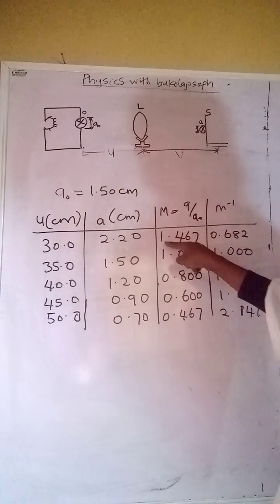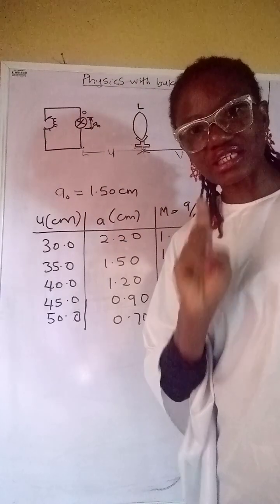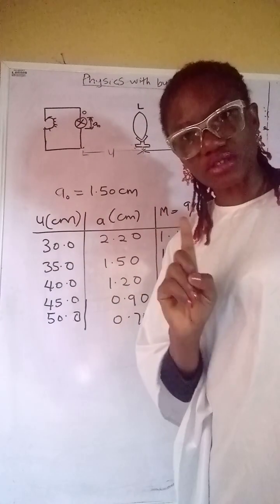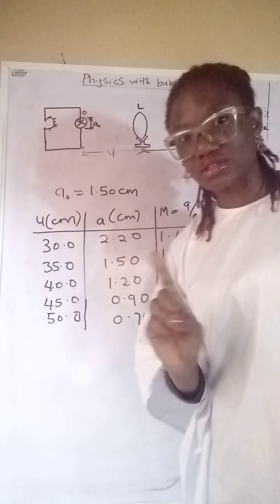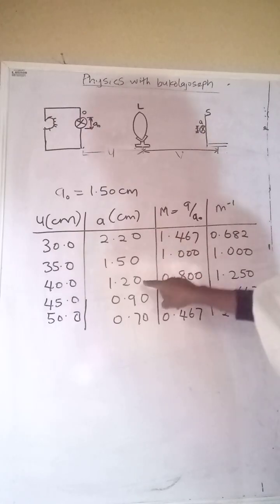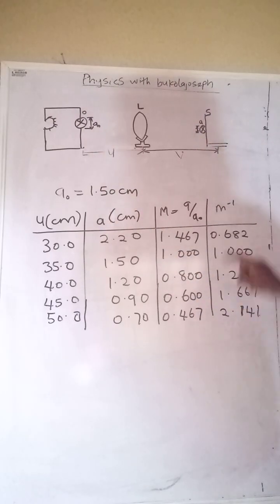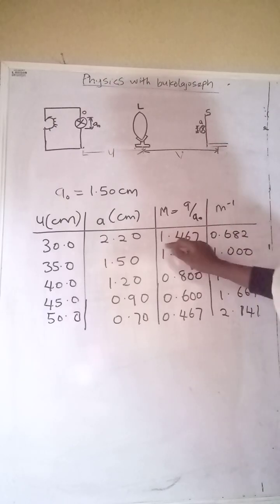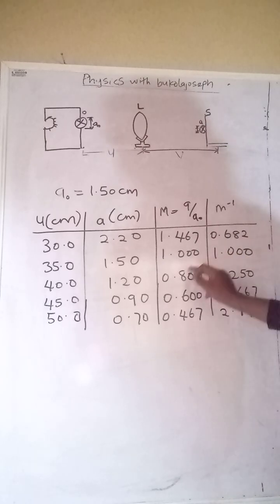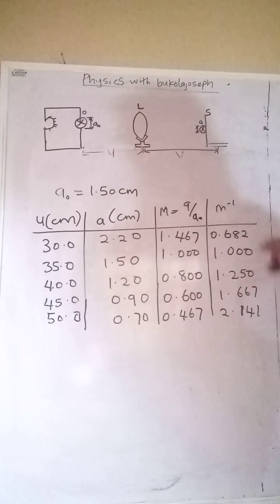You have this. Remember, this has to be in 3 DPs, in 3 decimal places, because it is evaluation. So for every evaluation you'll be doing in physics practical, it has to be in 3 decimal places. And so that is what you have here. So a divided by this, you have this. Now m inverse simply means 1 over this. 1 over this gives you this. 1 over 1 gives you this. 1 over 0.800 gives you this. It has to also be in 3 decimal places.